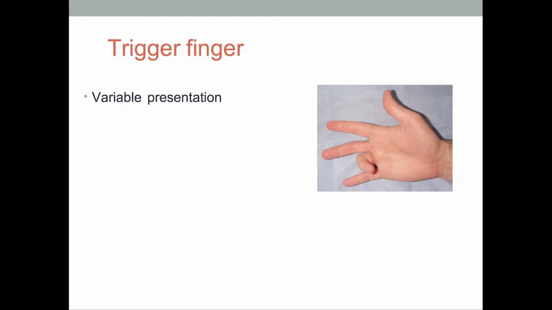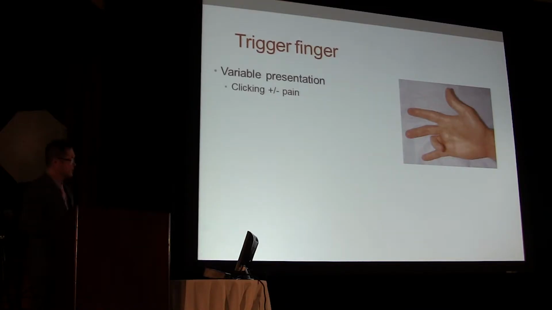So like I said, it's a variable presentation. If they have clicking or if they get stuck and they say I have to pull it open, then that's fantastic. It makes the diagnosis a lot easier. Sometimes they move their fingers and they don't click, they just have pain. So that may confound the picture, but usually the way I test that is pain at the level of the A1 pulley. So let me see if I have a picture there.